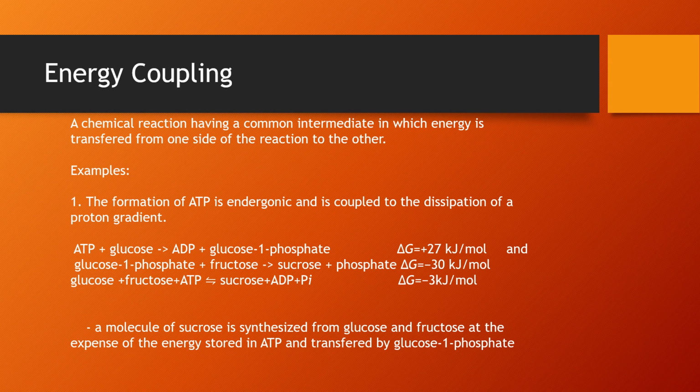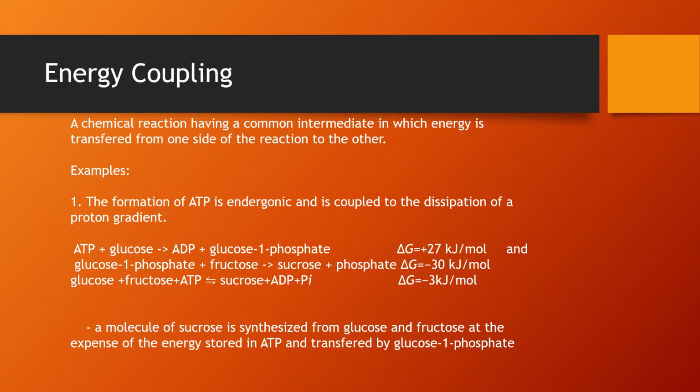You can observe another reaction, in which glucose 1-phosphate transfers the phosphate group to fructose, and this glucose and fructose join together to construct sucrose. That is the construction of the sucrose unit, releasing the phosphate. So this reaction is an exergonic reaction. It releases 30 kilojoules per mole.